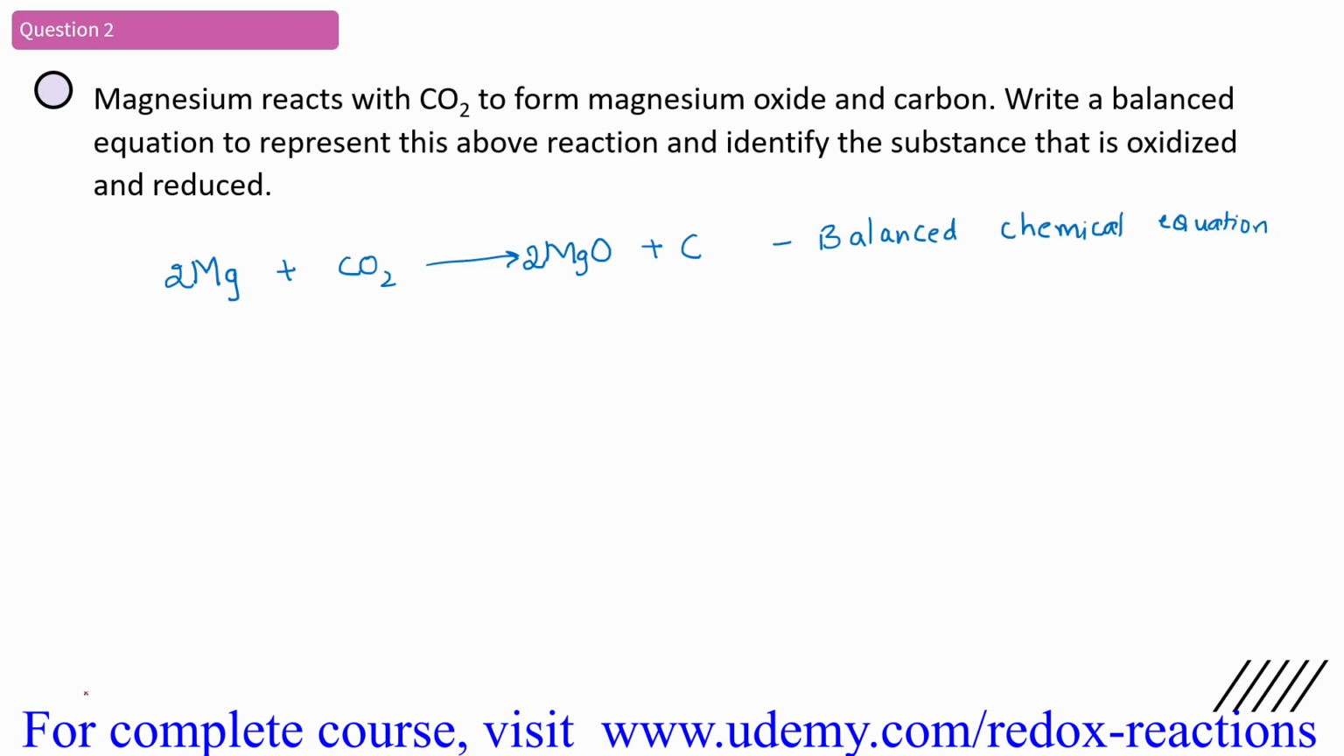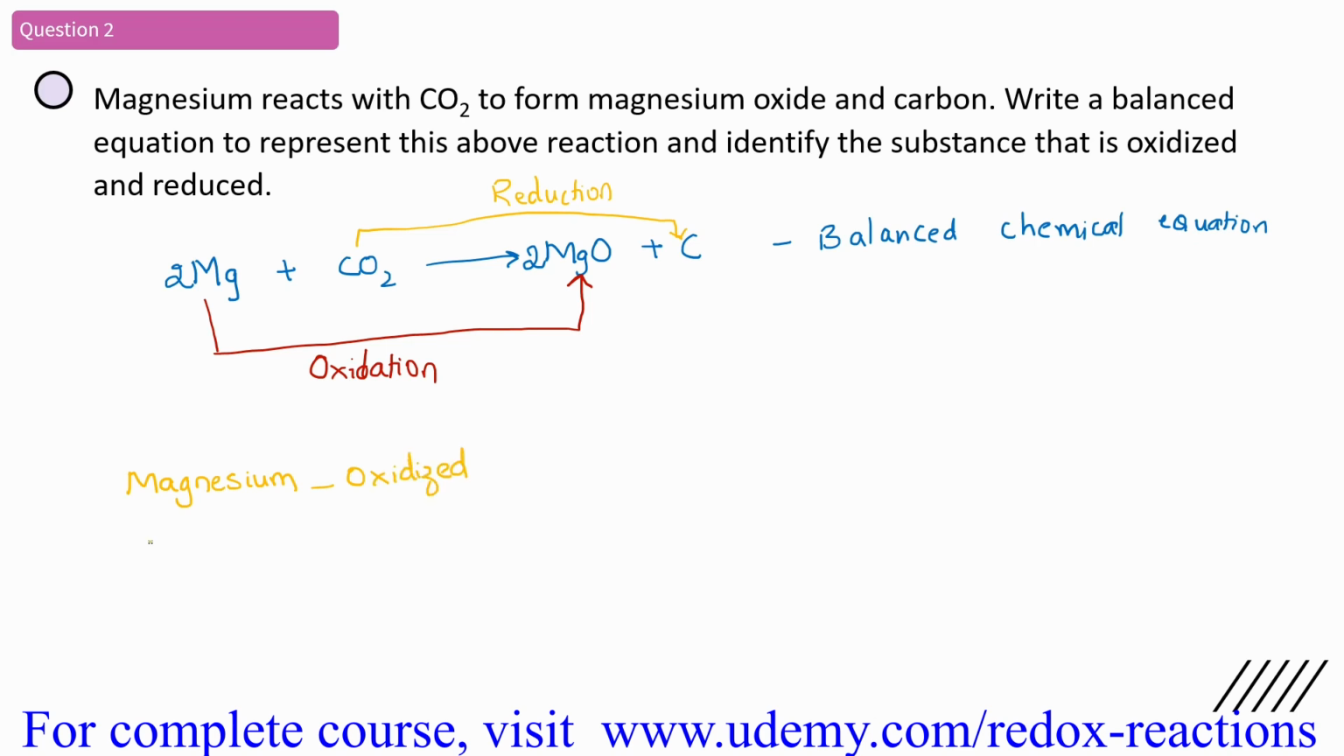Now we need to identify the substance that is getting oxidized and the one which is getting reduced. We see that magnesium here is gaining oxygen to form magnesium oxide, so this would be an example of an oxidation reaction. And carbon dioxide is losing its oxygen to magnesium to form carbon, and hence this is a reduction reaction. So we can say that in this particular equation, magnesium is getting oxidized and carbon is getting reduced.